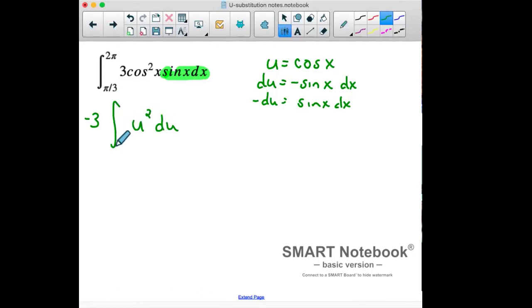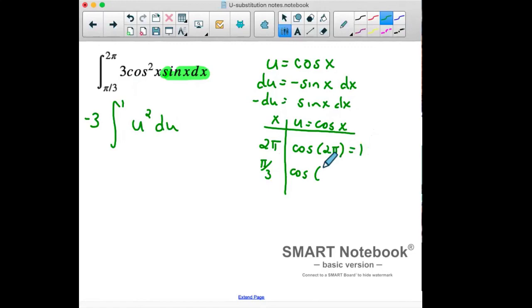So now I need to talk about my limits of integration. So I make a table. u is cosine x. So for my upper limit, x is 2 pi. So I need to figure out what the cosine of 2 pi is. Anybody remember from the unit circle, what's the cosine of 2 pi? 1. Excellent. So that's my new upper limit. And then pi over 3. What is the cosine of pi over 3?